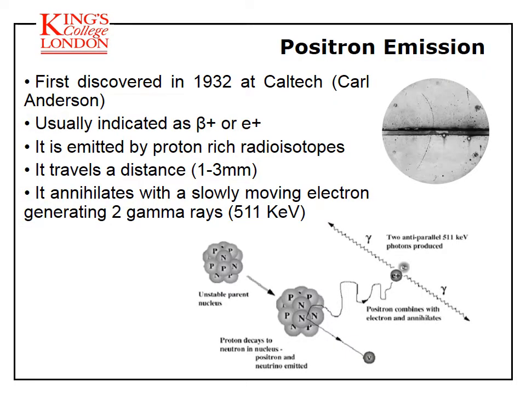This, on the top right side, is the picture of the first experimental verification of the positron by Carl Anderson at Caltech. The positron can be emitted by proton-rich nuclei. When released by decay, the positron travels a distance and then annihilates with an electron, generating two gamma rays, each of 511 keV, traveling in exactly opposite directions.